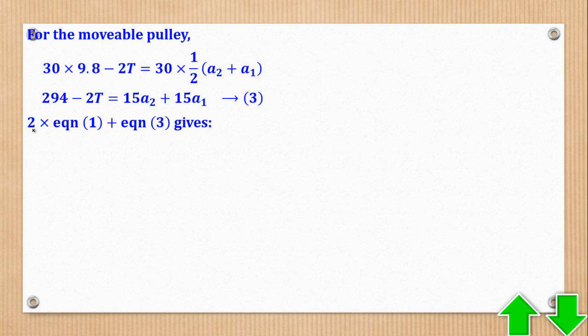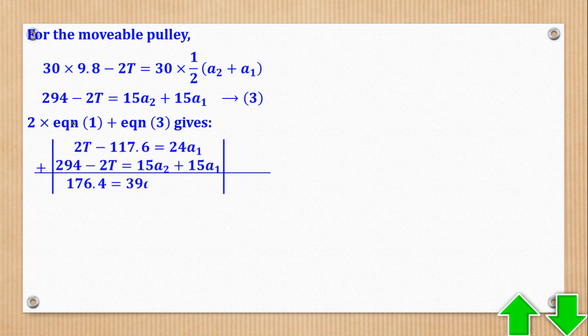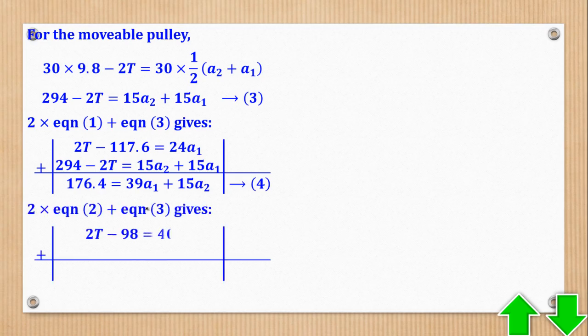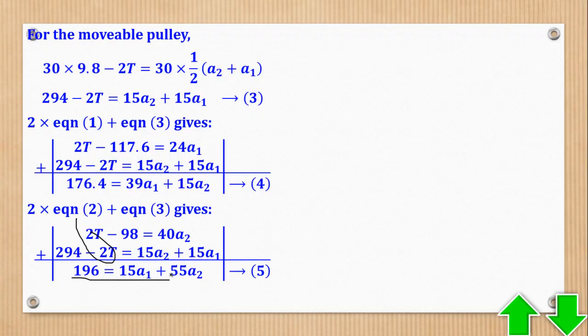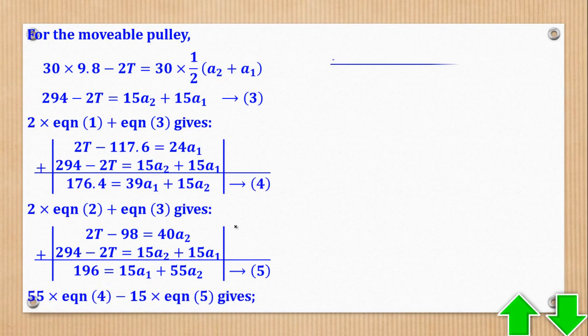Now next is to solve simultaneously. We have 3 equations and 3 unknowns. So equation 1 times 2 plus equation 3 will give us that. And when we add these, the T's will cancel to remain with this, calling it equation 4. The next, equation 2 times 2 plus equation 3, you will come up with that. These will cancel to remain with this. Now equations 4 and 5 have 2 unknowns, so I can solve them simultaneously to come up with that.